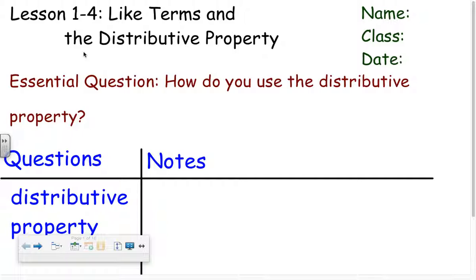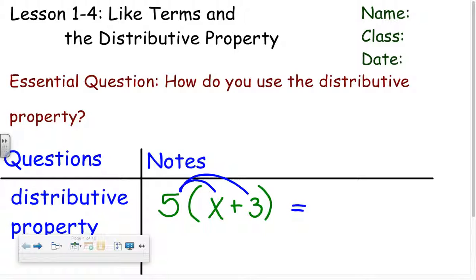So the definition of the distributive property is something that looks like a number outside of a parenthesis. Now what you do to simplify this expression is you take the 5 and you distribute it to the x and the 3. So when you're distributing, what you're actually doing is multiplying. So 5 times x is 5x. And 5 times 3 is 15. So when you use the distributive property, you're distributing the 5 to both parts of the parenthesis, where you end up with 5x plus 15.